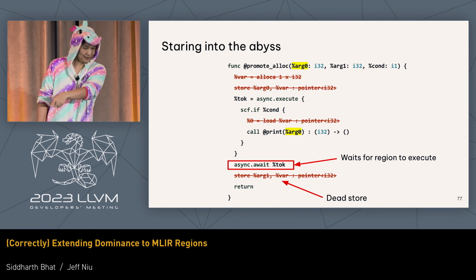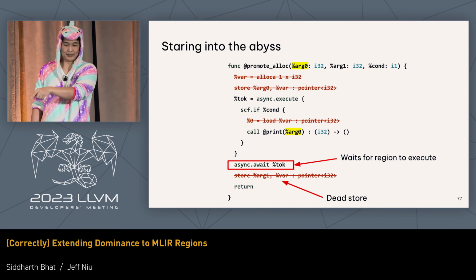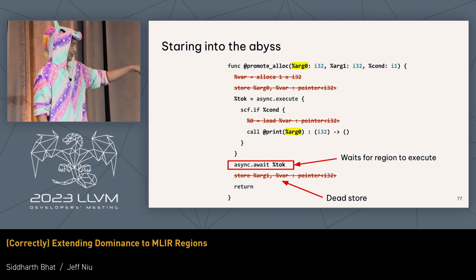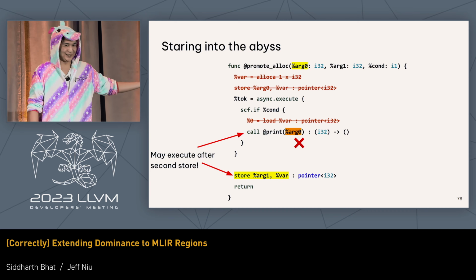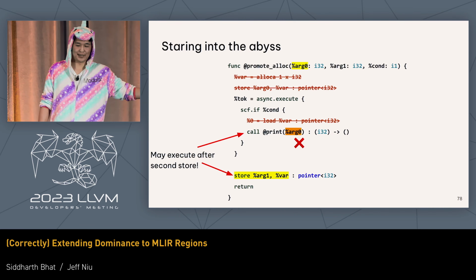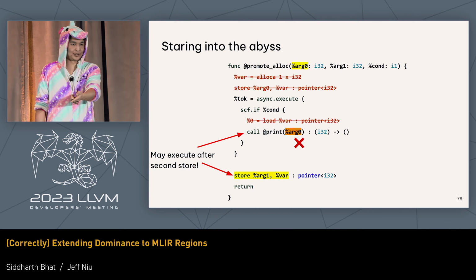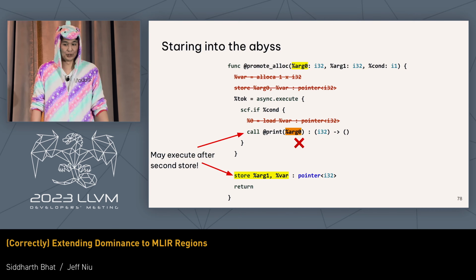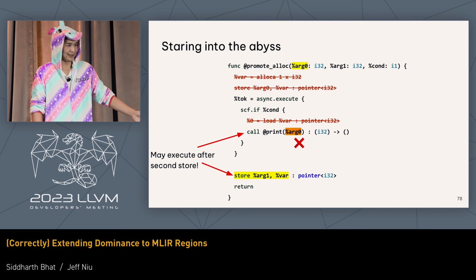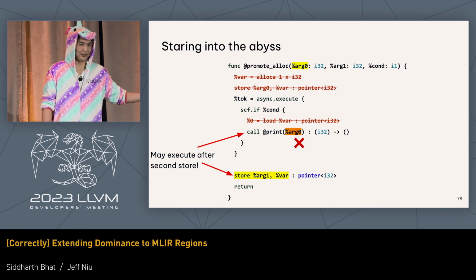This is fine in this situation because async await guarantees that the region executes before the next store. But if that's not there, then this transformation becomes invalid, because the store of arg0 could execute before the region does, and so you have a race condition. Or the function could return, and the variable is now no longer on the stack, and you get a use after free.